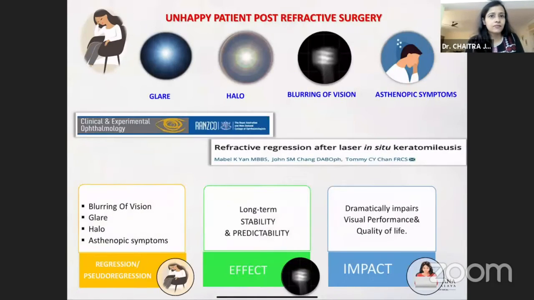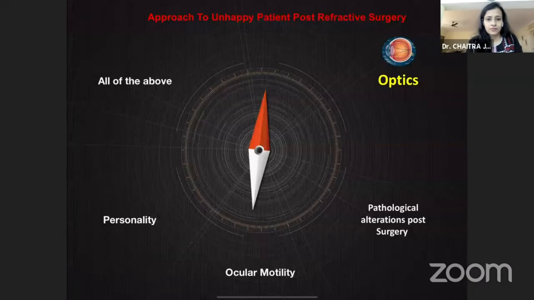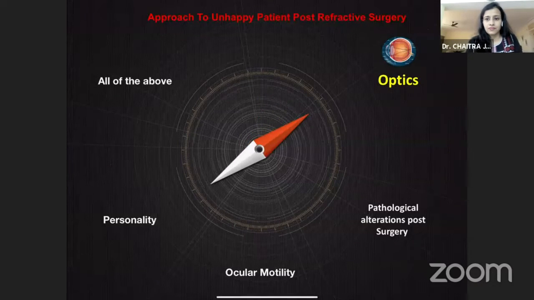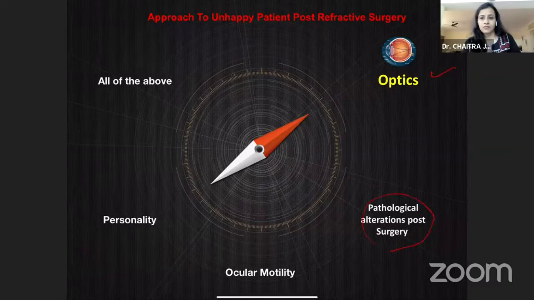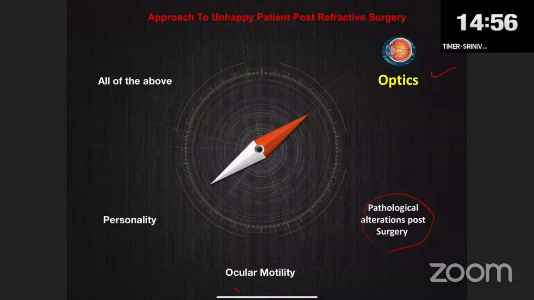When you look at LASIK complications, in today's context, we're looking at glare, halos, blurring of vision, asthenopic symptoms. I would like to divide my talk into optics, pathological alteration post-surgery, ocular motility, the personality, and all that goes into making a patient unhappy, which includes all of them.